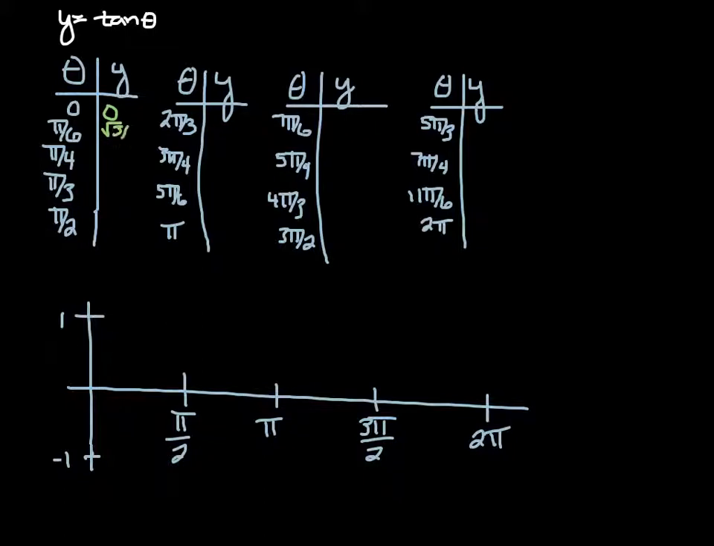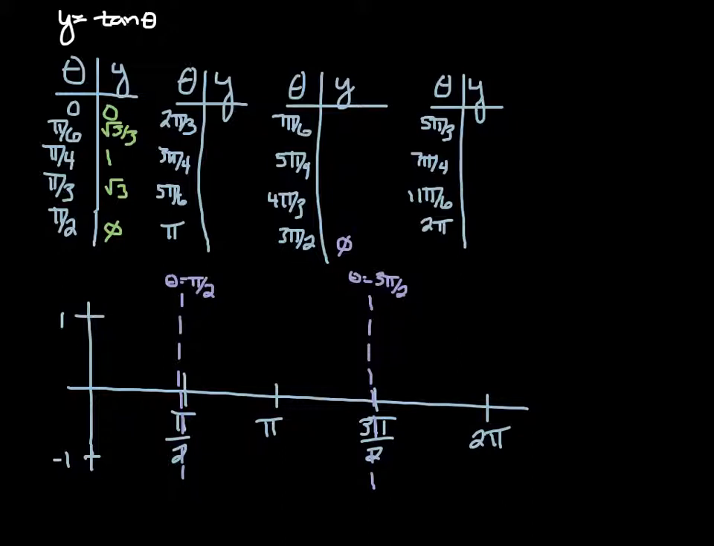Square root of 3 over 3. Tangent of pi over 4 was 1. Tangent of pi over 3 was square root of 3. And tangent of pi over 2 was undefined. So since tangent's undefined at pi over 2, that means we're going to have an asymptote right there. Okay, so we have an asymptote where the function's undefined.